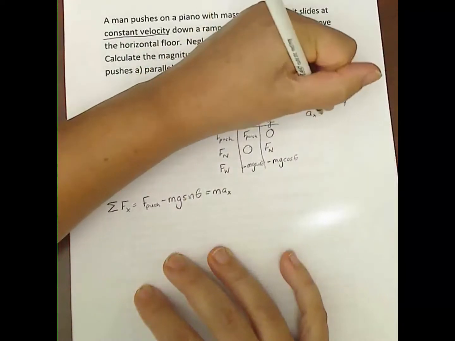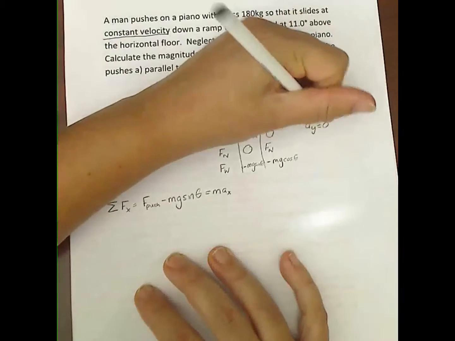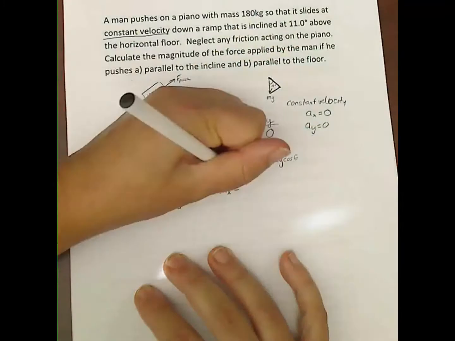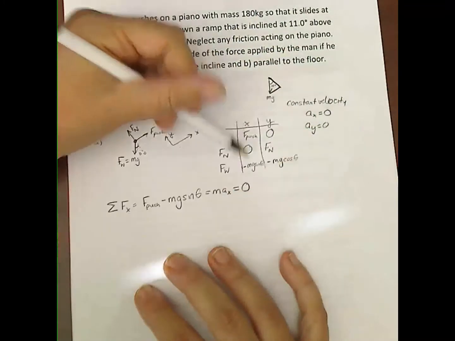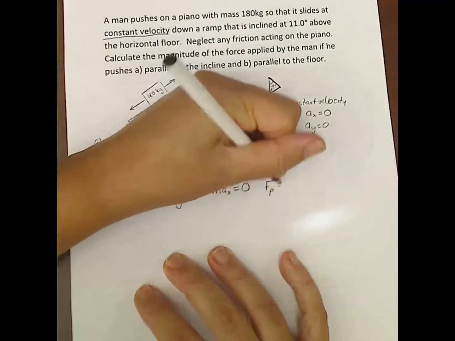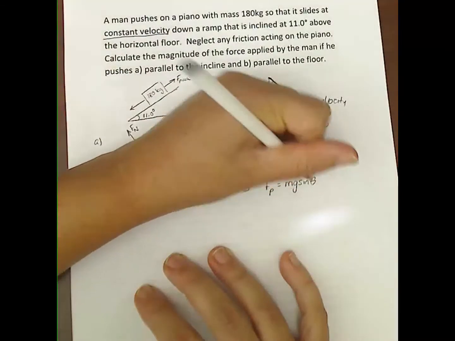So ax is equal to 0. And also ay is equal to 0 because it's not falling through the ramp, it's not jumping up off the ramp. So I know that my x column has to add up to 0, so that means that the force with which I push has to be equal to mg sine theta.